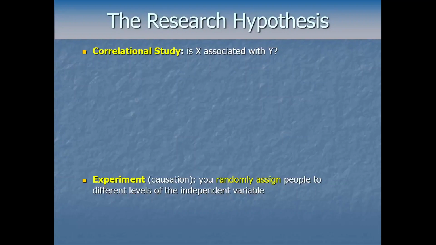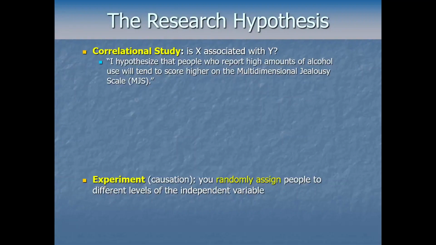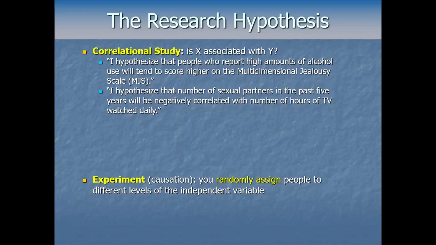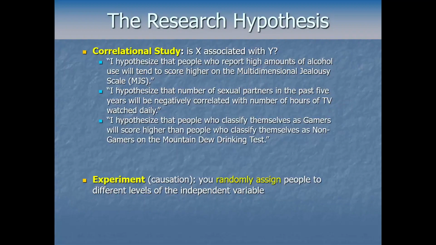Some examples for correlational studies might be worded: I hypothesize that people who report high amounts of alcohol use will tend to score higher on the multidimensional jealousy scale. Or I hypothesize that number of sexual partners in the last 5 years will be negatively correlated with number of hours of TV watched daily. Or I hypothesize that people who classify themselves as gamers will score higher than people who classify themselves as non-gamers on the Mountain Dew drinking test.